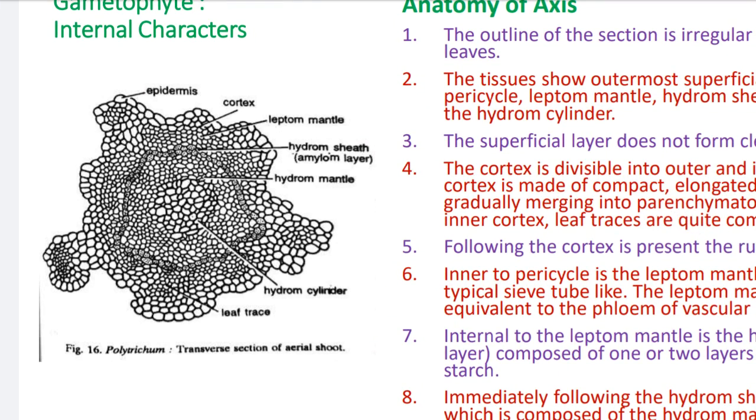See, the epidermis is irregular. Then inner to the epidermis is the cortex, further divided into outer cortex and inner cortex. Inside the cortex there is the leptom, then the hydrome sheath, then the pericycle, then the hydromantle, and at the center there is a central cylinder, that is the hydrome cylinder. Many leaf traces occur in the cortex region.